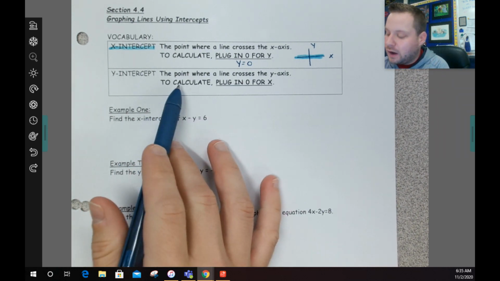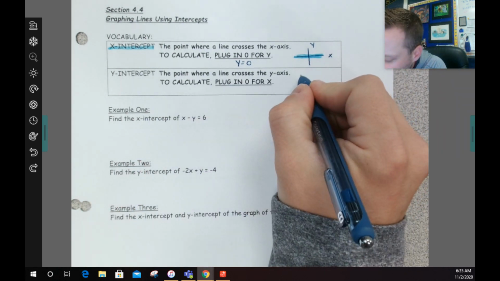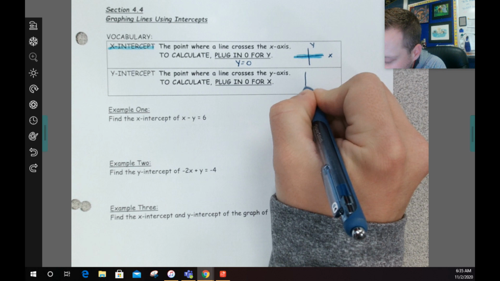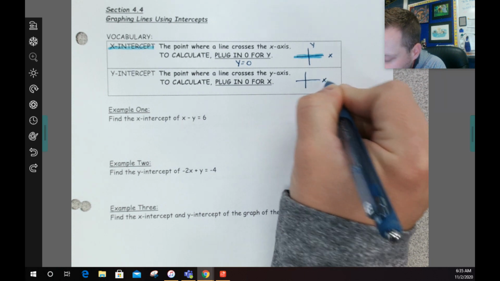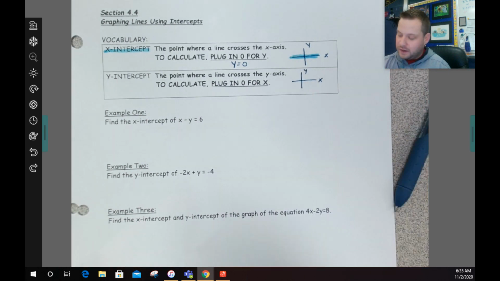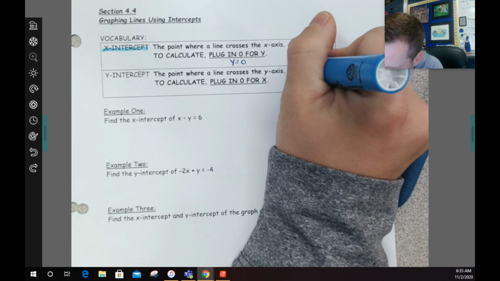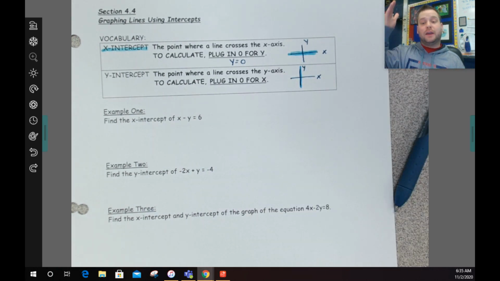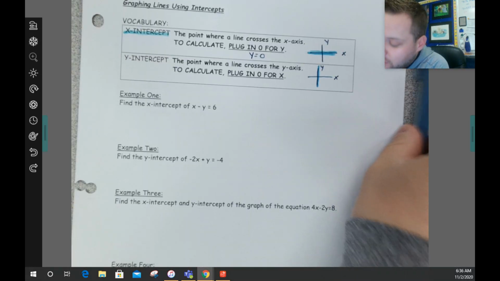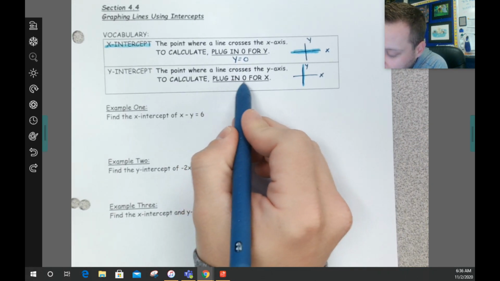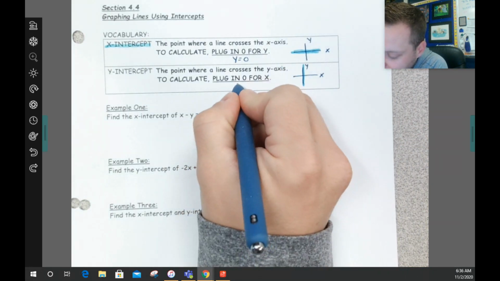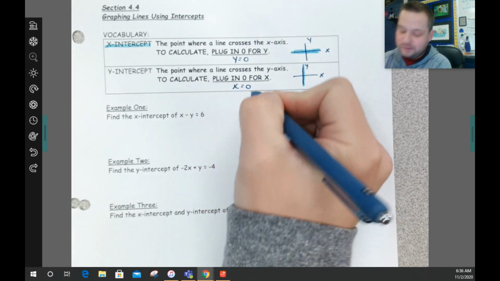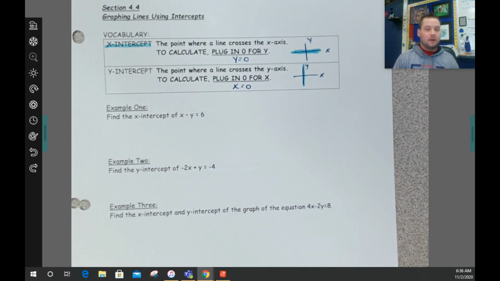On the other hand, the y-intercept is going to be where a line crosses the y-axis. Got our xy plane. And now for the y-intercept, we're looking, when does it cross that line that is going up and down? In order to find it from an equation, we are going to plug in 0 for x. X always equals 0 for the y-intercept.